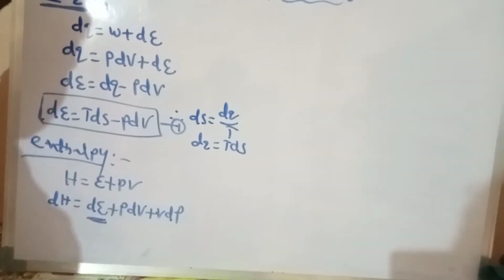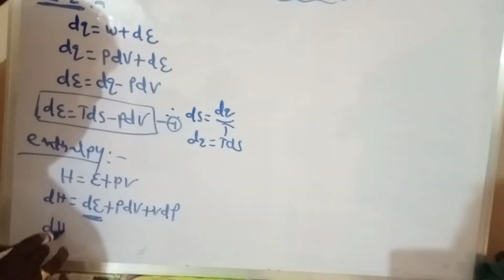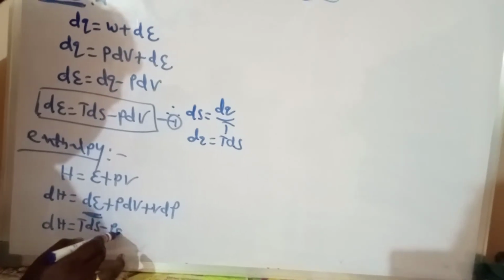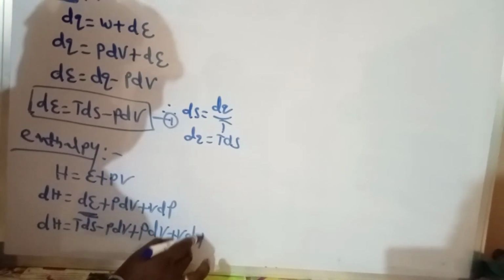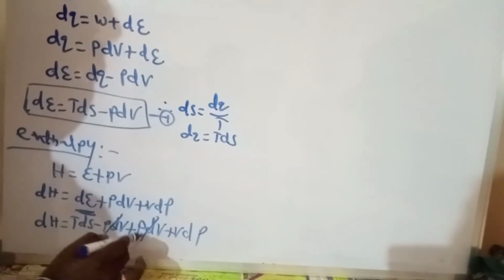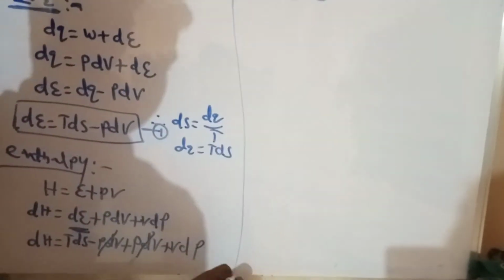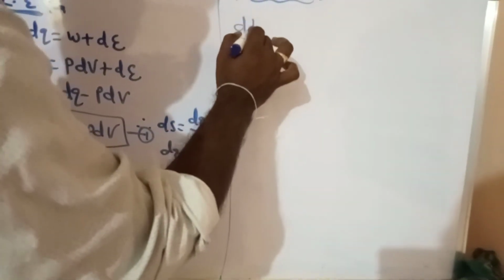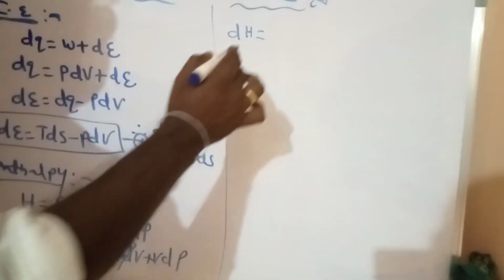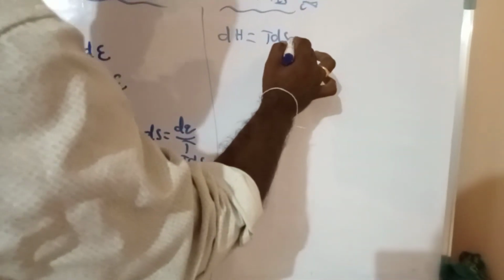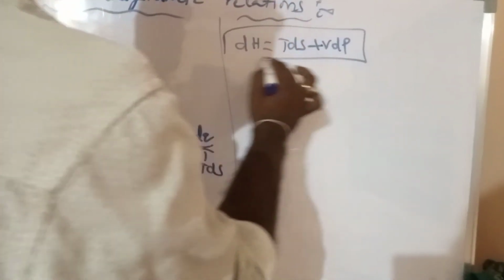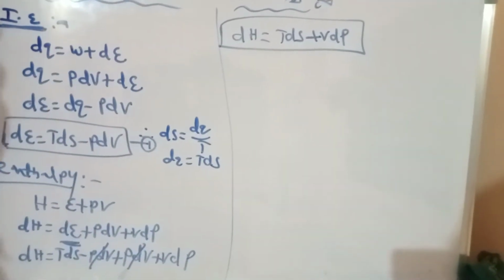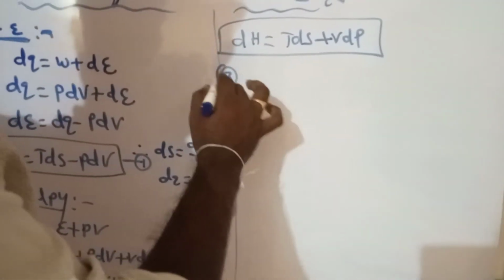Okay, dE value substitution. What happens? dH is equal to, in place of dE, TdS minus PdV plus PdV plus VdP. Minus PdV plus PdV will be cancelled. The remaining equation, dH is equal to TdS plus VdP. This is the thermodynamic relation of enthalpy.